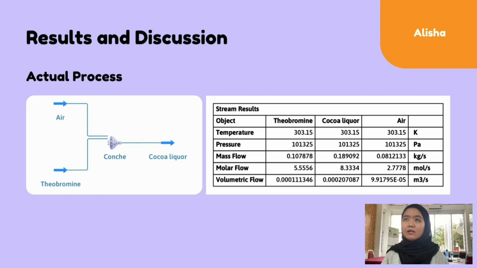First is that all components are in steady state. Second, kinetic and potential energy changes are negligible. Third, the surrounding temperature is assumed to be at room temperature. Fourth, the surrounding pressure is assumed to be 101 kPa. And last but not least is that the property package used is Raoult's law.